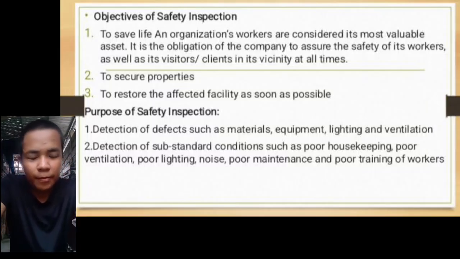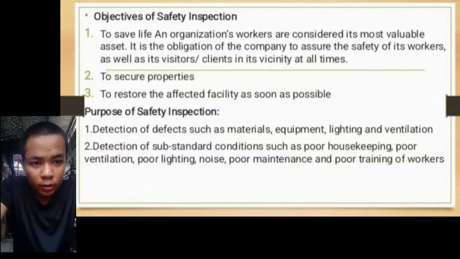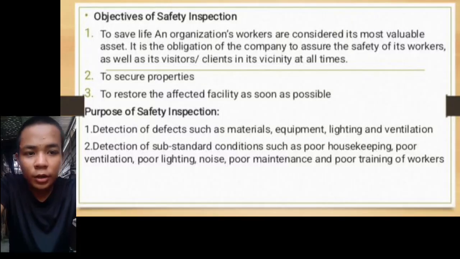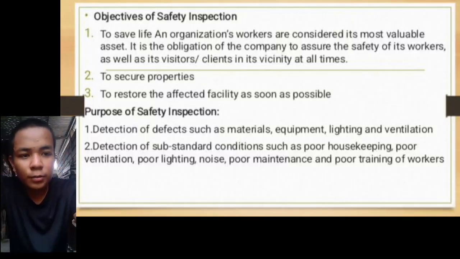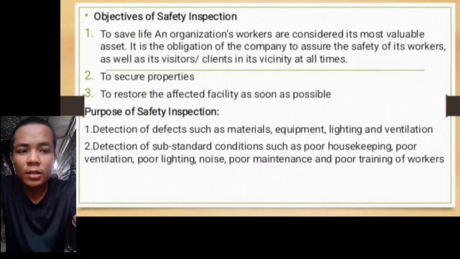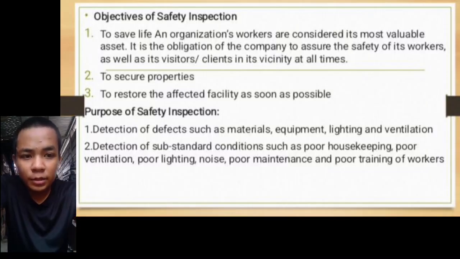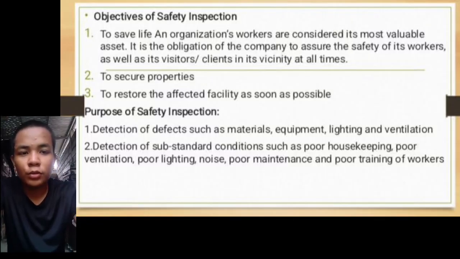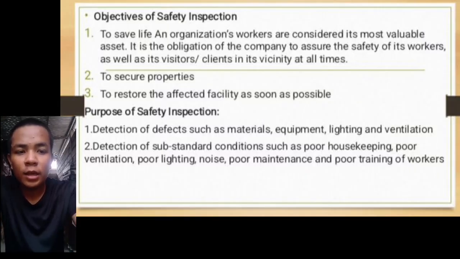Objectives of safety inspection. 1. To save lives. An organization's workers are considered the most valuable asset. It is the obligation of the company to assure the safety of its workers, as well as its visitors within its vicinity at all times. 2. To secure properties. 3. To restore affected facilities as soon as possible.